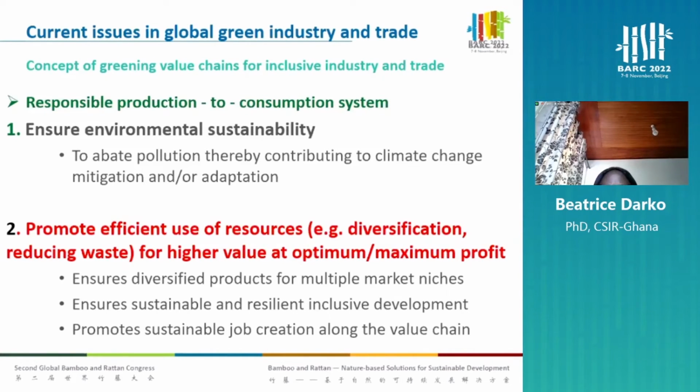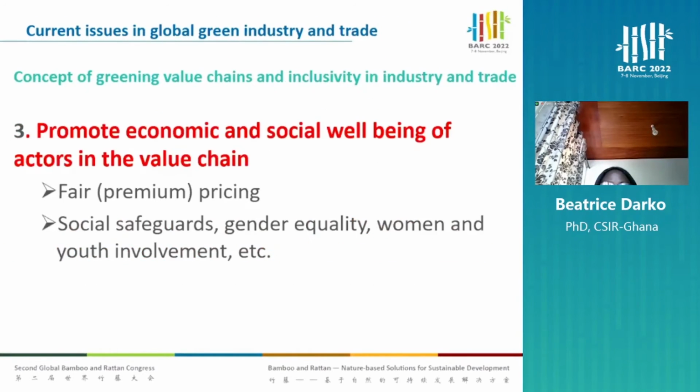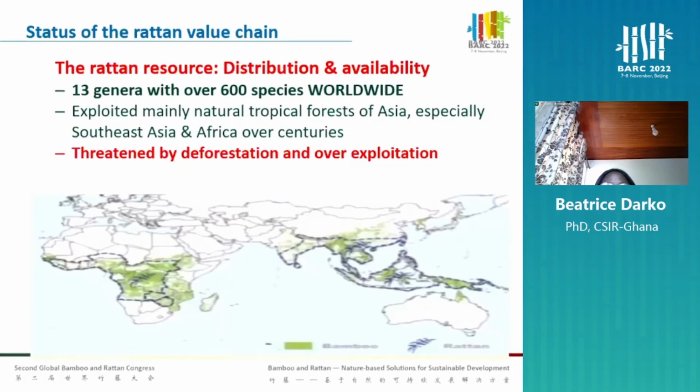We can ensure sustainable and resilient inclusive development, and we can promote sustainable job creation along the value chain. It also seeks to promote economic and social well-being of actors in the value chain. So we have issues with fair or premium pricing. Production must have social safeguards, also must have gender equality, especially women and youth involvement.